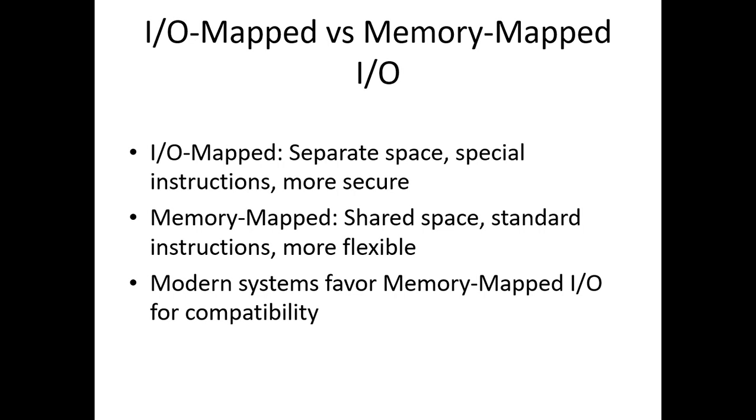Right, so here is a side-by-side comparison. The IO mapped IO has a separate address space and requires special instructions, but the memory mapped IO shares address space and uses normal memory commands. So today the memory mapped IO is more common due to its portability and ease of use.